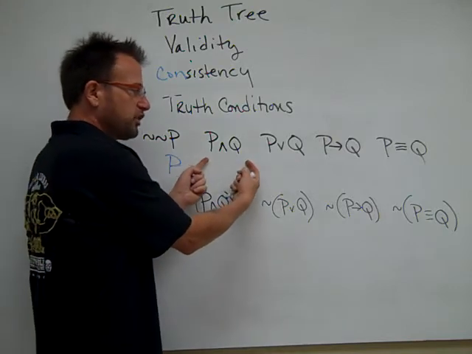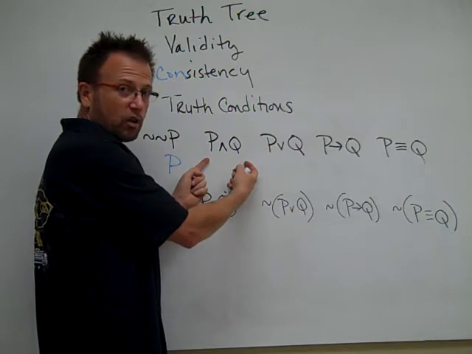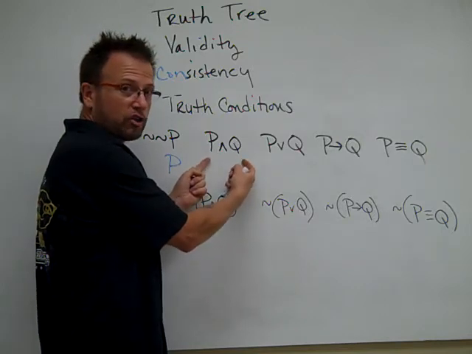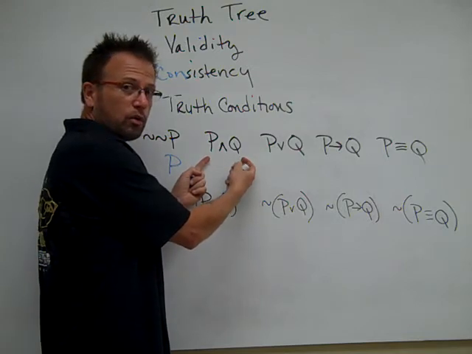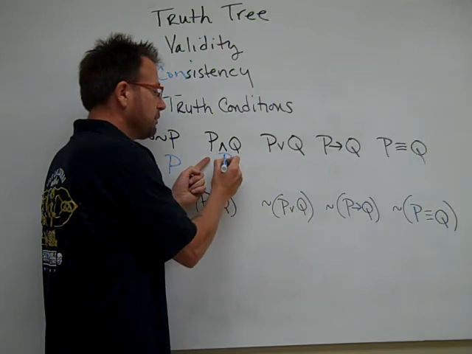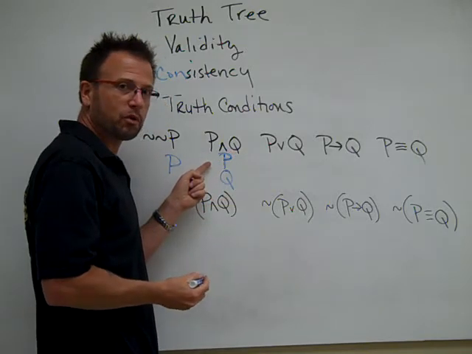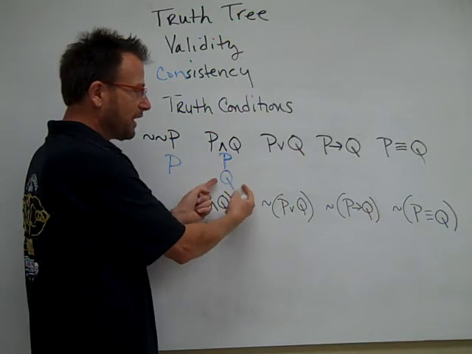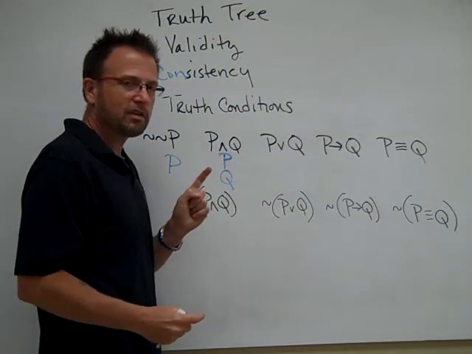So under what conditions would a conjunction be true? A conjunction is going to be true when both conjuncts are true. We already know that from the rule. A conjunction is true when both conjuncts are true. So in order for this statement to be true, both of those simple statements must be true. And I'm going to write in a direct line beneath that statement both of the simple statements there.